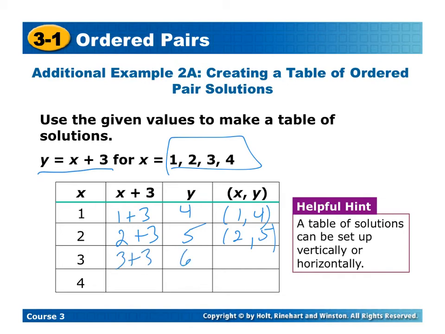3 plus 3, which is 6, so 3, 6, and then 4 plus 3 is equal to 7, so then we would have 4, 7.